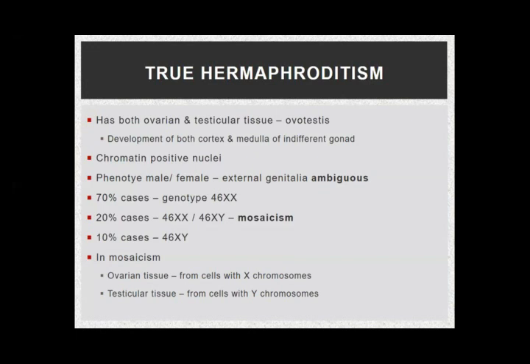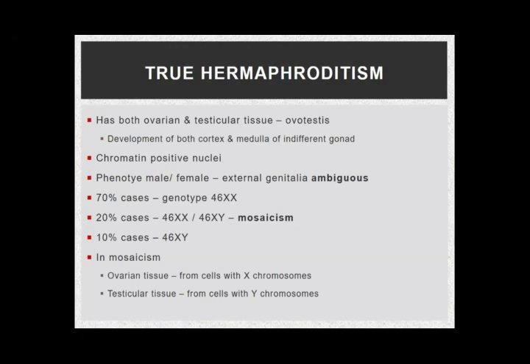ठीक है, so sorry for this interruption. हम बात कर रहे थे hermaphrodites. So, if in a gonad, both cortex and medulla develop, we call this structure an ovotestis. Okay. In individuals who have an ovotestis, or more rarely have ovary on one side and testes on the other side, these people are called true hermaphrodites. They have chromatin positive nuclei.